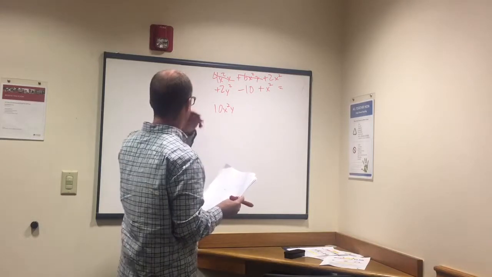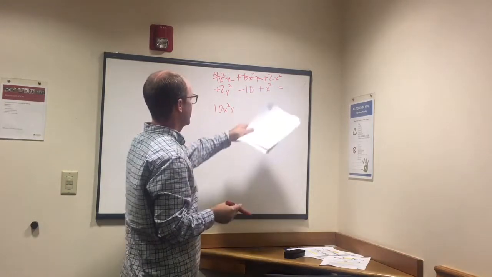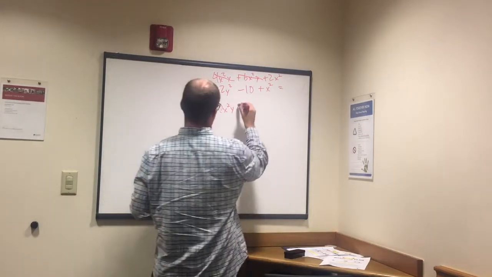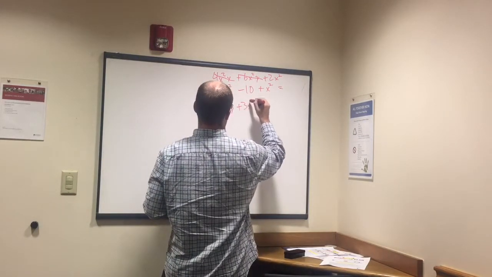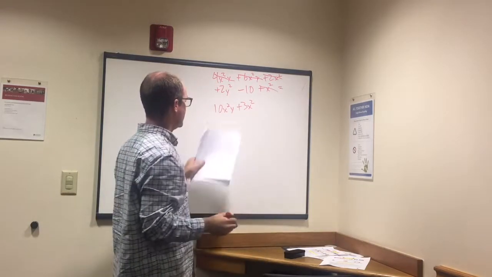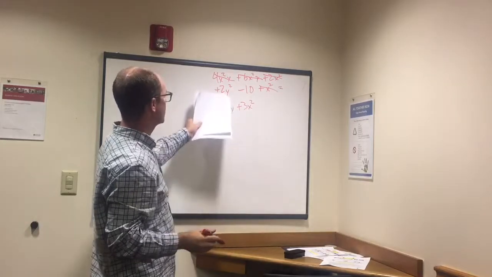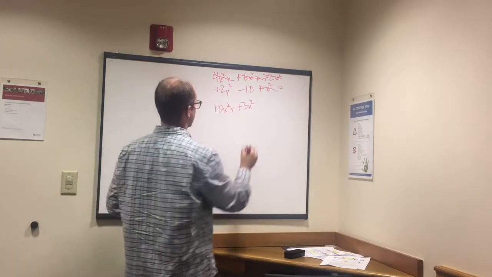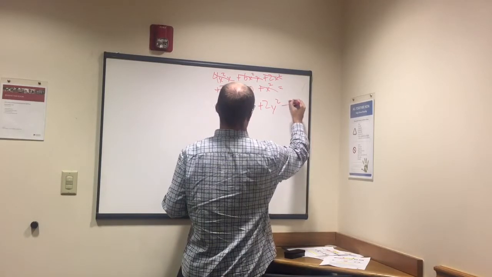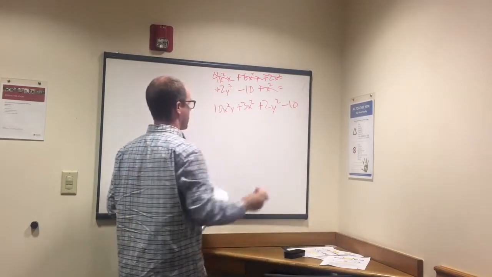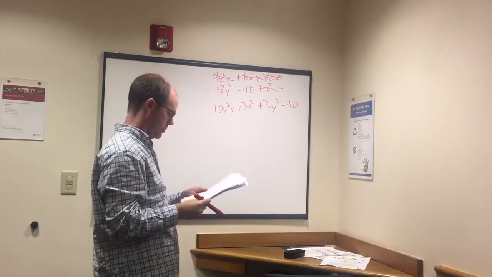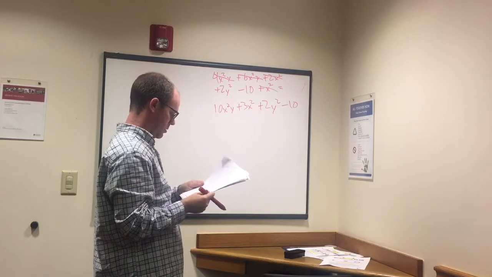Okay, and what else do we have? We have 2x squared. Do we have any more x squareds? We got one right here. So that means we got 3x squared. We get rid of both of those. We have two different variables here. We have a 2y squared minus 10. We're just going to carry that down. And there we go. It looked big and complicated, but it wasn't actually all that hard.